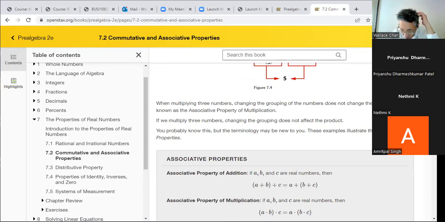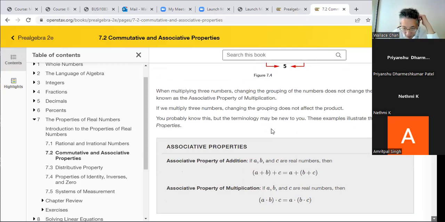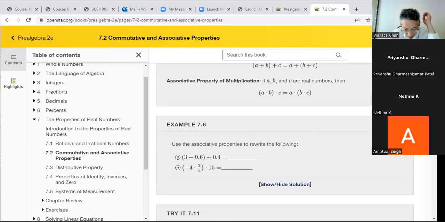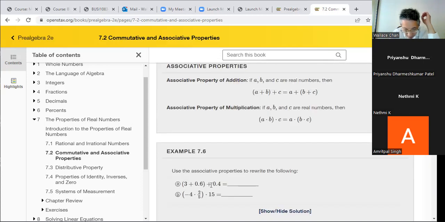For example, (a + b) + c, which means you are supposed to do a plus b first, right? But the reality is it's exactly the same as a + (b + c), because for the associative property of addition, the order does not matter at all. And it's also the same for multiplication. Now let's take a look at this example.